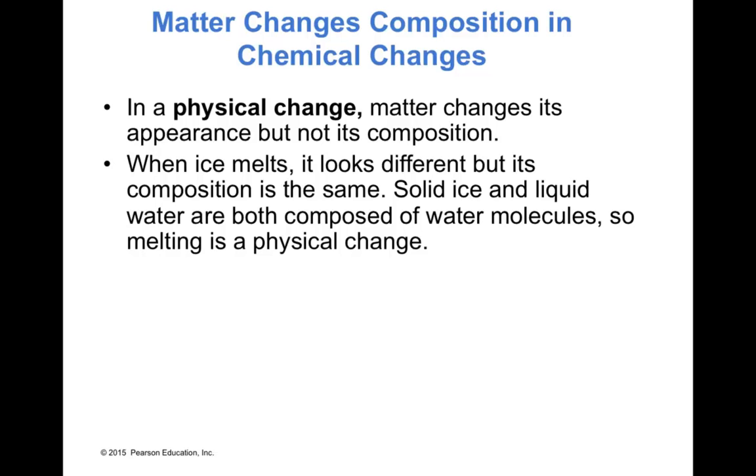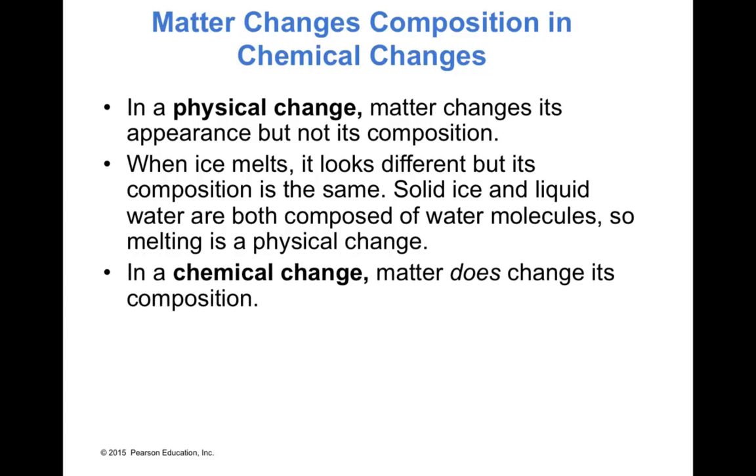Now, in a chemical change, matter does change its composition. For example, copper turns green upon continued exposure to air because it reacts with gases in the air to form a new compound. This is a chemical change.